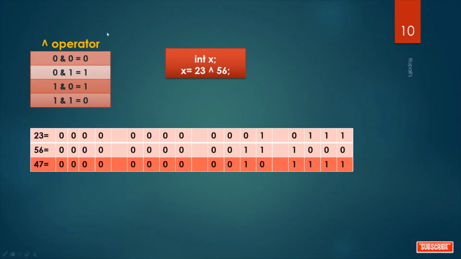Now XOR operator. In case of XOR operator, if the two bits are same, then the result is 0, otherwise 1. So 23 ^ 56, same way you have to represent 23 in 32 bits representation. This binary representation we get this value, and for 56 we get this value. After performing the XOR operation, we get the result 47. So how can we perform XOR operation? If two bits are different, we get 1, and if the two bits are same, we get 0. In this way, we perform XOR operation on each and every bit, and finally we get the result 47.